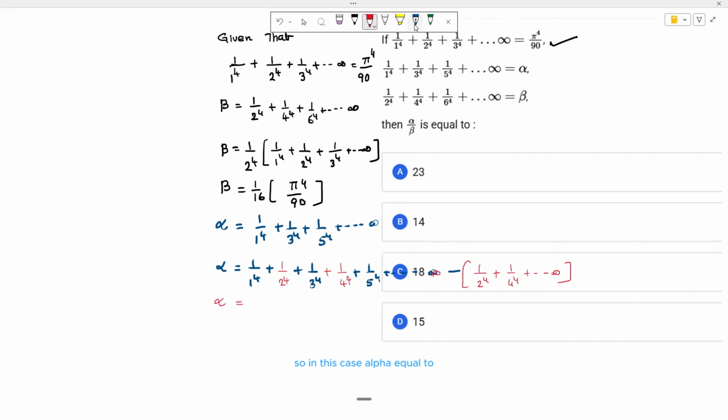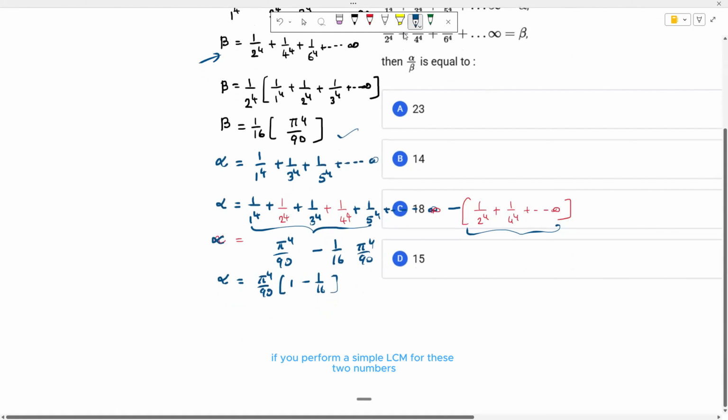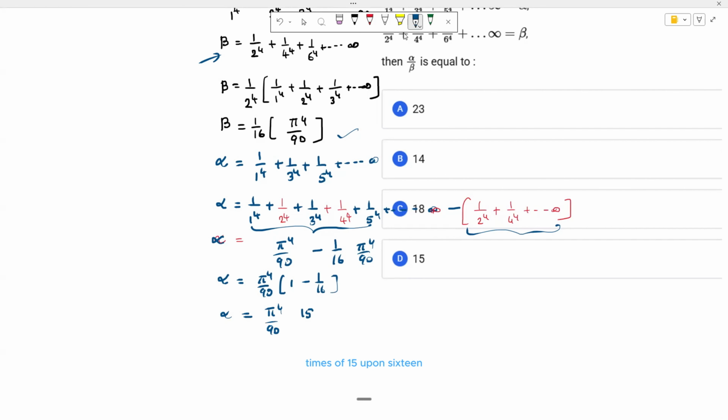So alpha equals, looking at this entire sequence up to infinity, π^4/90 minus this sequence. This sequence we just calculated as beta, which is the same as 1/2^4 times the sum, so this value is also 1/16 times π^4/90. Therefore alpha equals π^4/90 as a common factor times (1 minus 1/16). If you perform a simple LCM, alpha is equal to π^4/90 times 15/16.